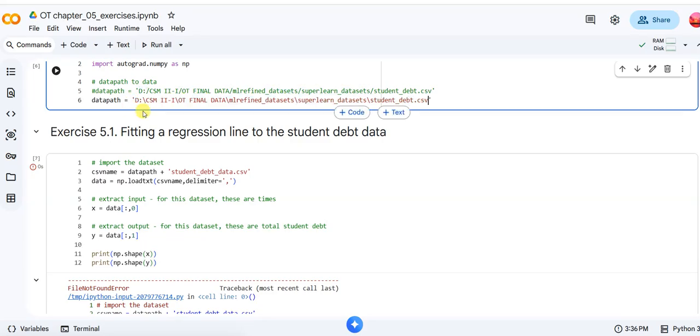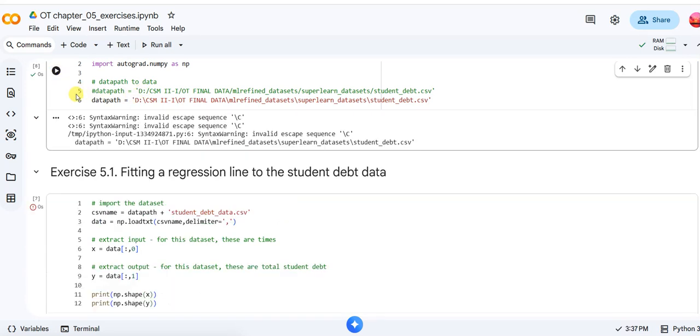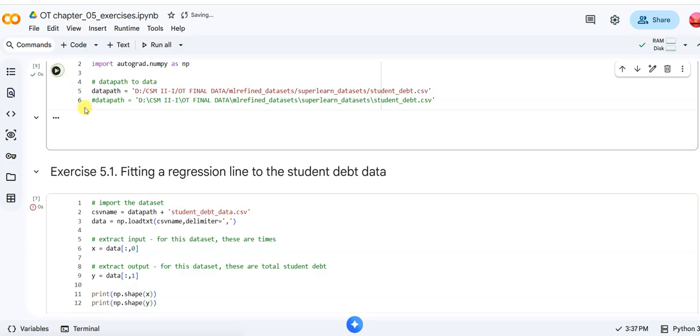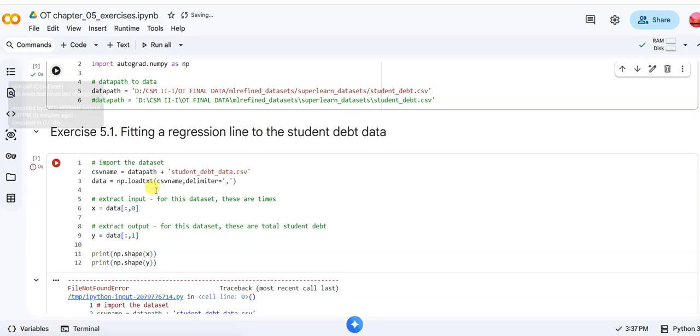What is the error? Let us explain this. Actually, the error is that the escape sequence is missing. Instead of this slash, which is a backslash, I need to use a forward slash. Then only it will work. Otherwise, it won't work. Now it will work. See that here, there is no error.